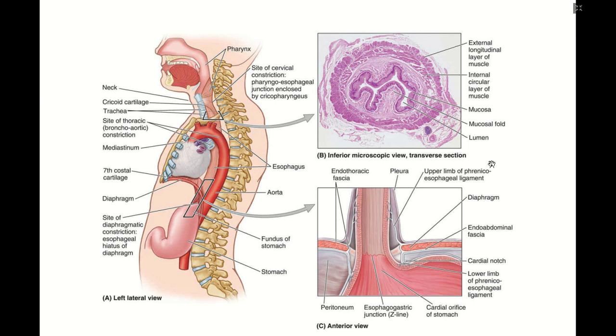You understand? So right here, this is your abdominal esophagus. It's about 1.3, 1.25 to be more specific, centimeters long. The wall of the esophagus is about 25 centimeters long.